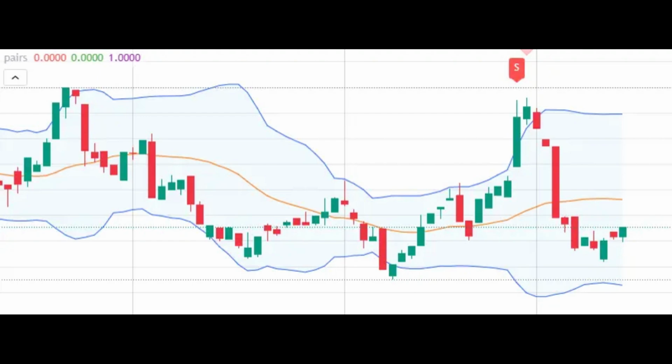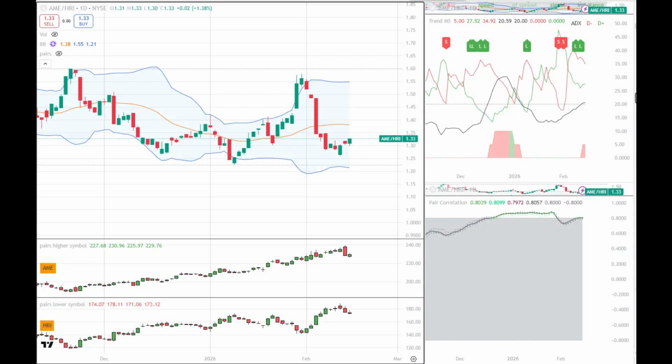In this example, we're analyzing the pair AME versus HRI and the short entry marked with the red arrow on the chart. Let's walk through the decision process step by step. First, we look at correlation.